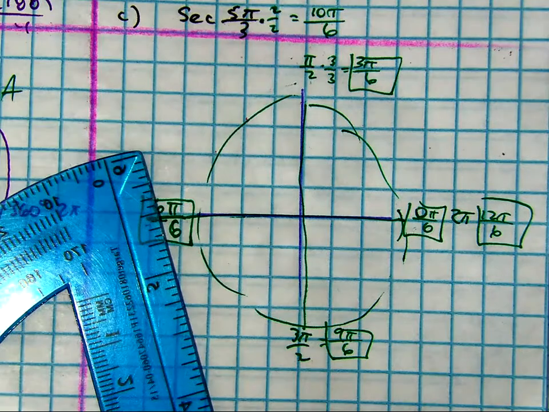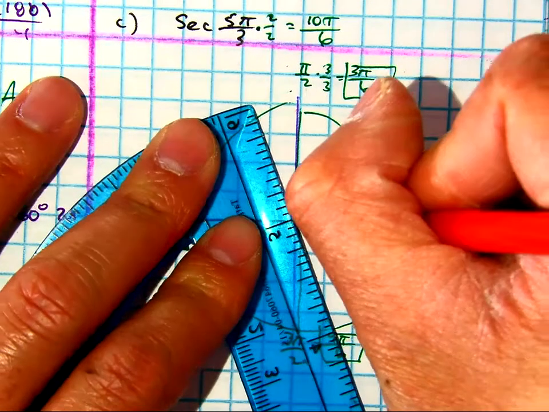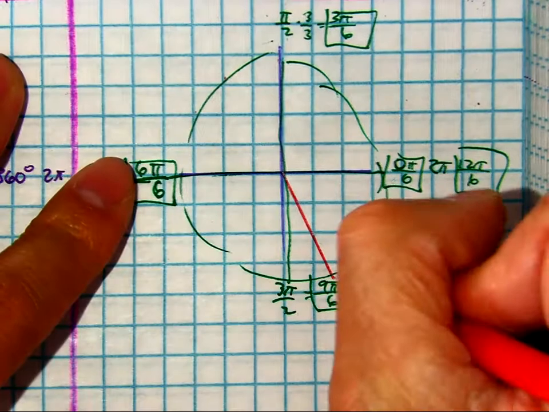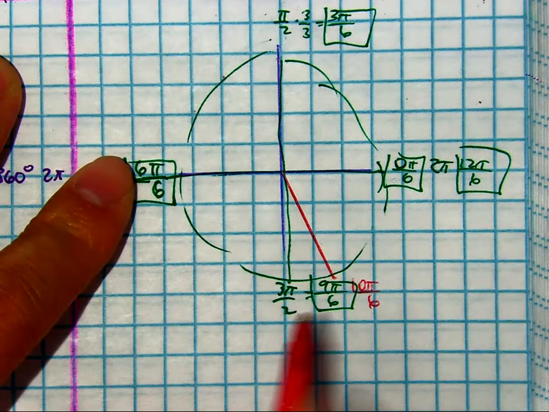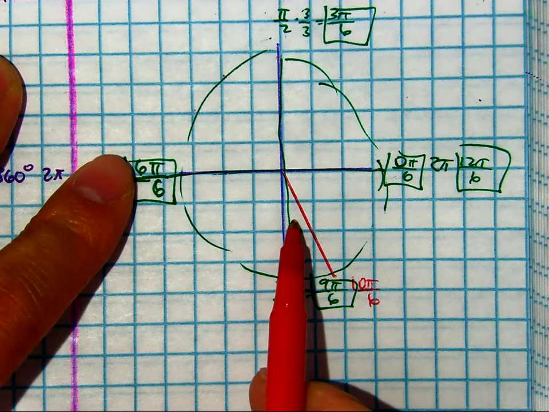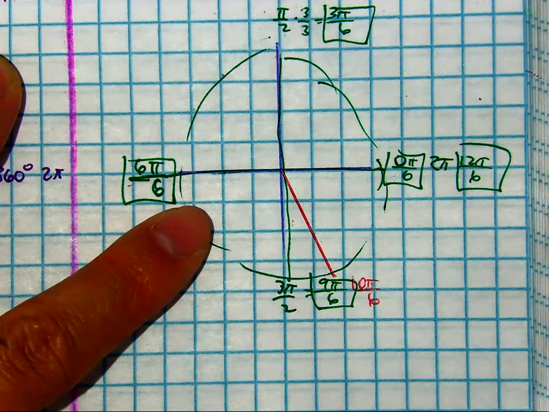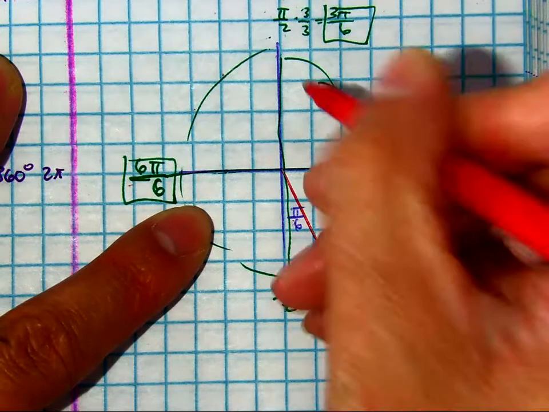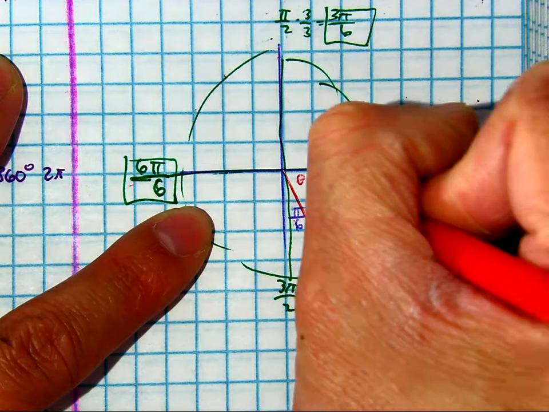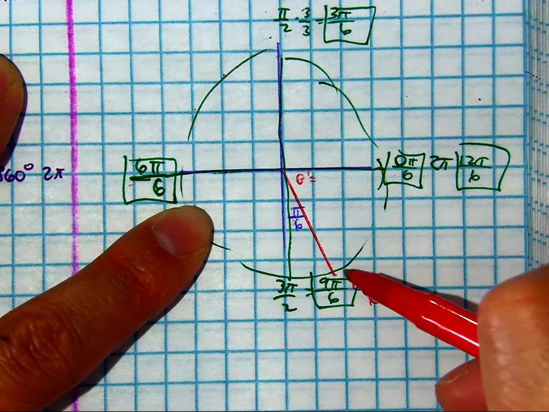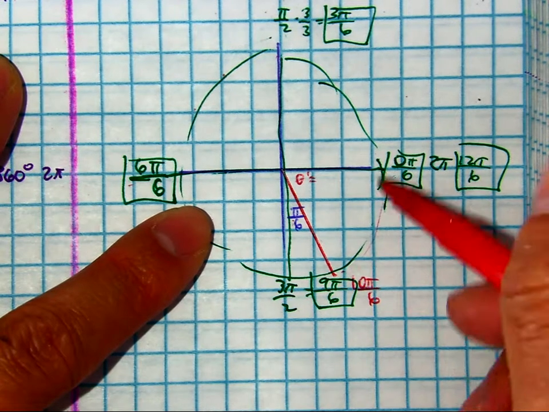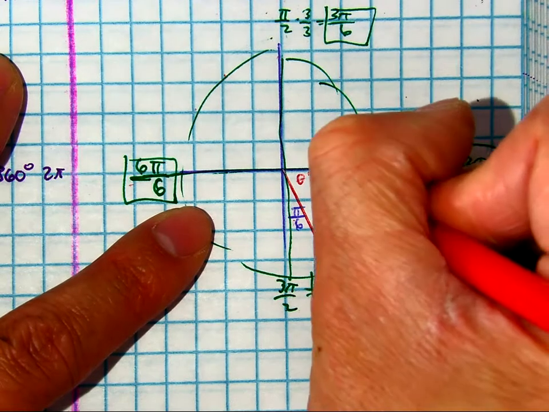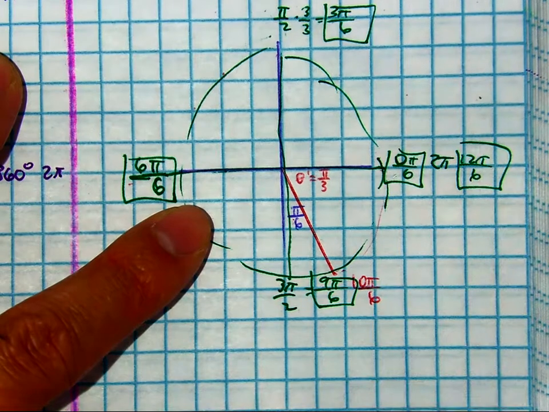Okay, what does this mean? If the red line is 10 pi over 6, and this is 9 pi over 6, how much is this one? This is pi over 6. But remember, I want the reference angle to be inside my bow tie. So this would be a distance of how much? 2 pi over 6, which reduces to what? Pi over 3. And someone said the degrees. I said that pi is equal to 180, so 180 divided by 3 is 60.